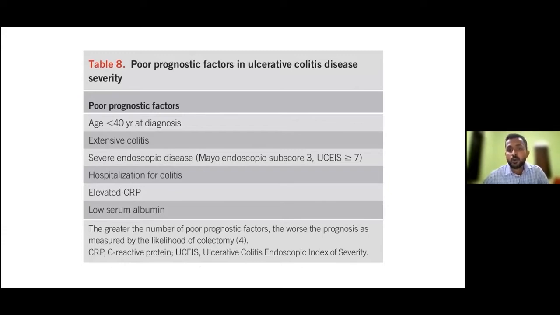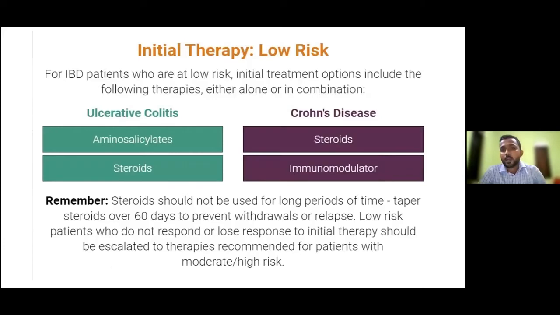If these poor prognostic factors are present, we should go for a more intense treatment, which is also known as top-down treatment. If someone has low-risk ulcerative colitis, the initial therapy would be aminosalicylate and/or steroid. For Crohn's disease, it would be steroids or immunomodulators or a combination. We should remember that steroids should not be used for longer periods of time.